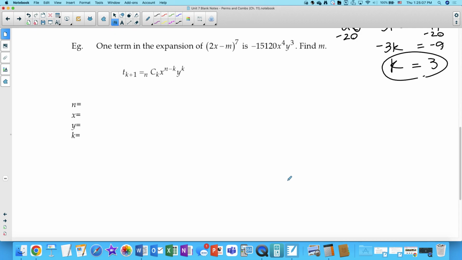All right. Last question. One term in the expansion of 2x minus m to the 7 is negative 15,120 x to the 4 y cubed. Find m. So where would you start here?